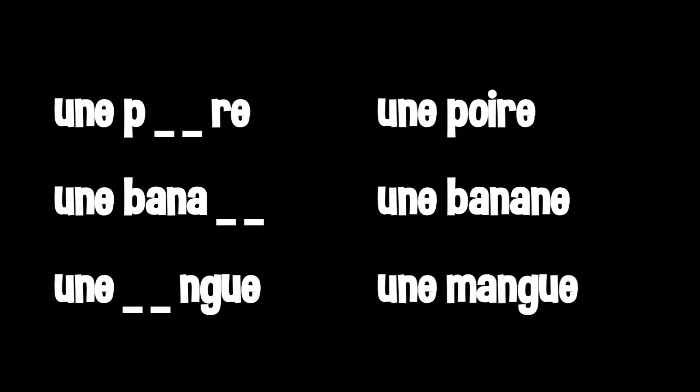All right. The second activity, you were supposed to fill in the missing letters in order to form the names of the fruits. So the first one was une poire, and that's how we write une poire. The second one was une banane, and that's how we write une banane. And the third one was une mangue, and that is how we write une mangue.